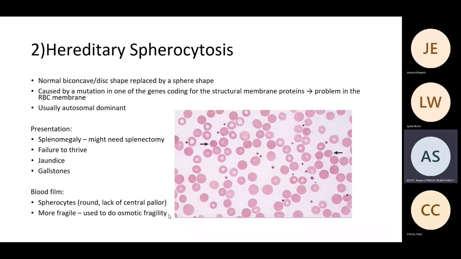So on the blood film, you see these spherocytes that we've just talked through, and the cells just generally are more fragile as well. So they break down a lot more easily because of the problem with the membrane.